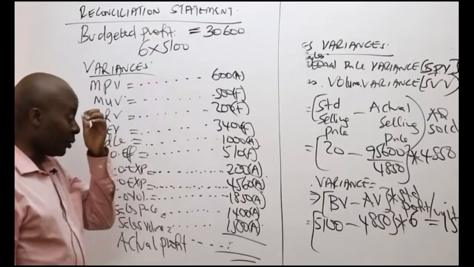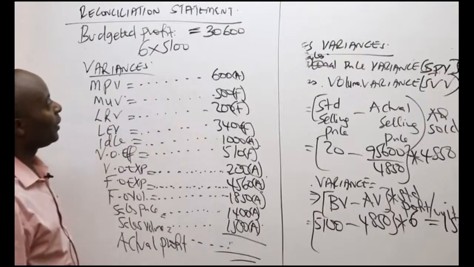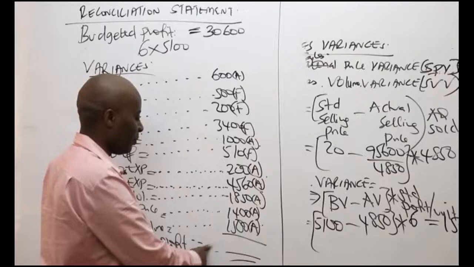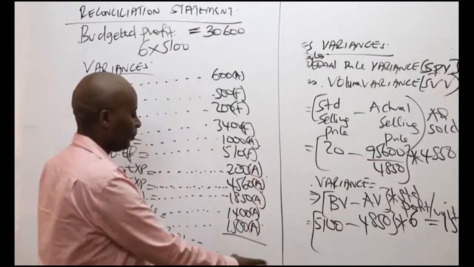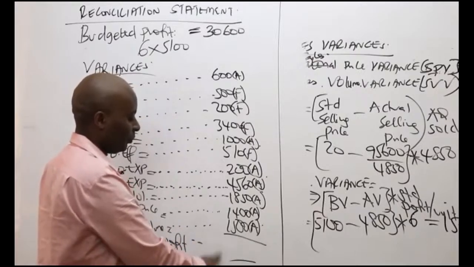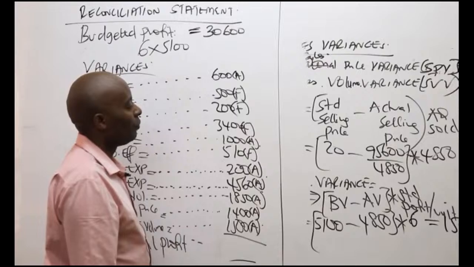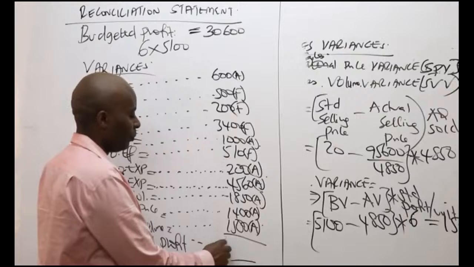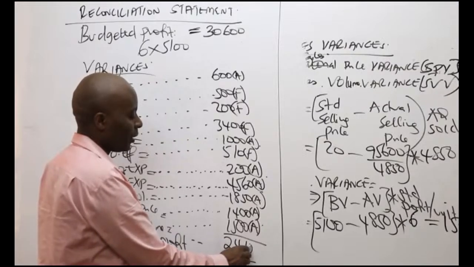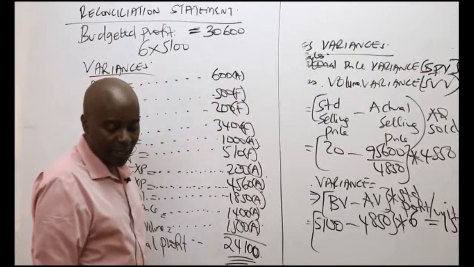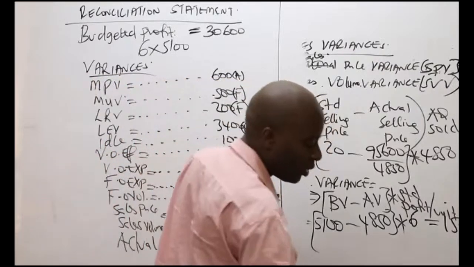Is there anybody who is able to give us a figure here very fast? What do we have here? Somebody. $24,100. 24,100. And now that marks the end of our question, ladies and gentlemen.